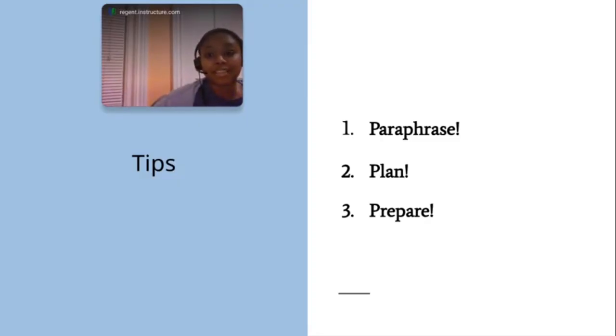So practice paraphrasing. You also want to plan. Please do not create a study guide in a very short period of time because you want to be able to plan, organize it, and be able to put all of your sources, your annotations, your notes, anything that is most important together. So it requires planning.